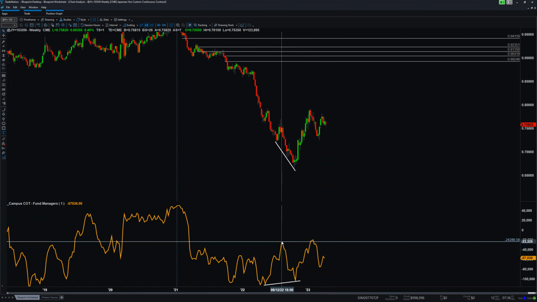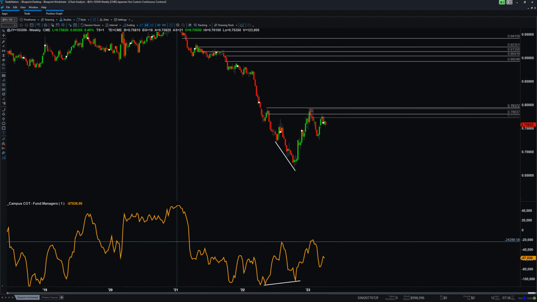It rallied to this high, and at this high, which was respected, we had supply, and then we had new supply, which then we shorted as price came back up, right? And then maybe we get a little bit of a bounce here, and then profit taking.